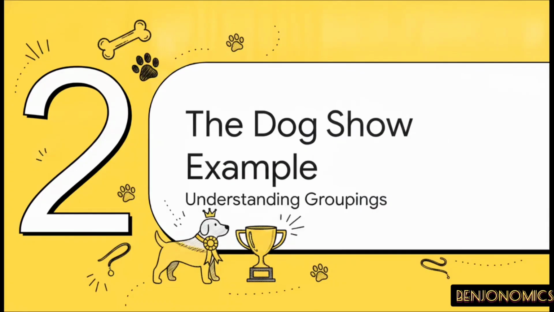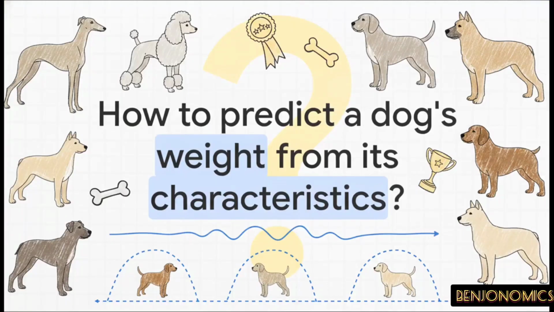Moving on to Section 2, the dog show example: understanding groupings. Before we get bogged down in the math, we really need to intuitively grasp what variance actually feels like. So let's use a metaphorical anchor, a dog show. Imagine we're at a prestigious dog show. It isn't just a random sampling of dogs, it's strictly limited to purebred, exemplary adults.